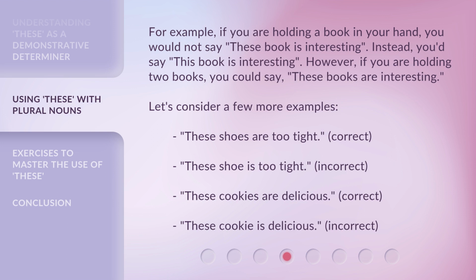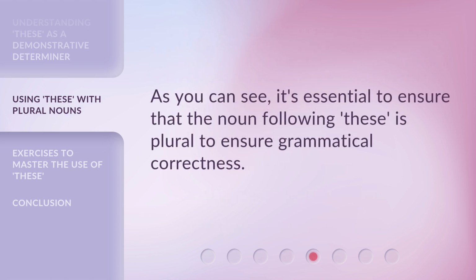Let's consider a few more examples. These shoes are too tight. Correct. These shoe is too tight. Incorrect. These cookies are delicious. Correct. These cookie is delicious. Incorrect. As you can see, it's essential to ensure that the noun following these is plural to ensure grammatical correctness.